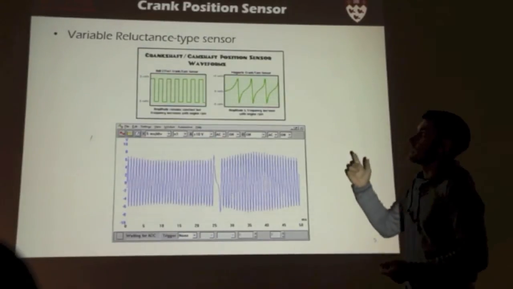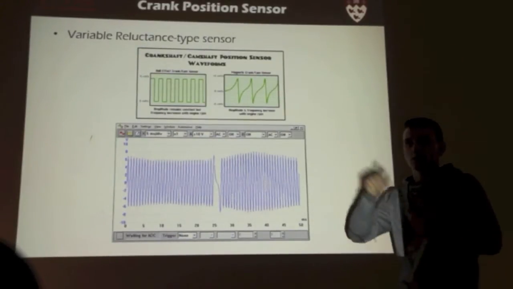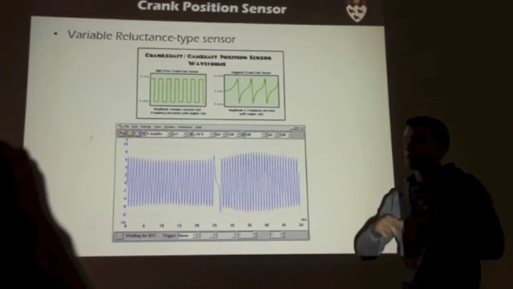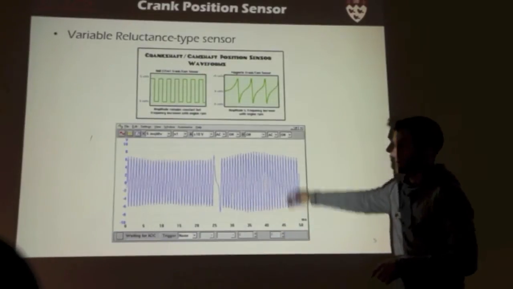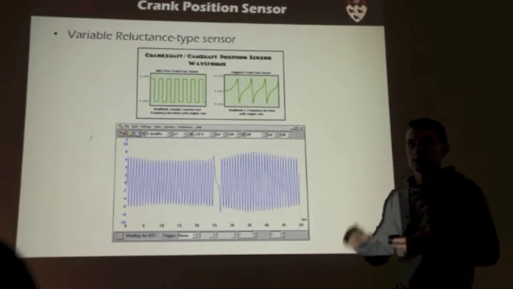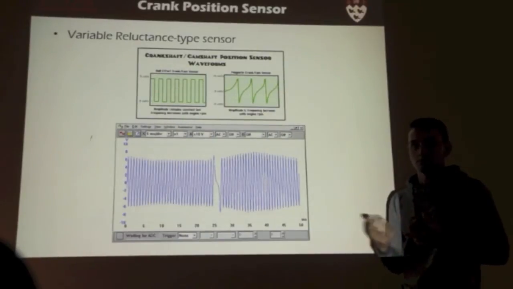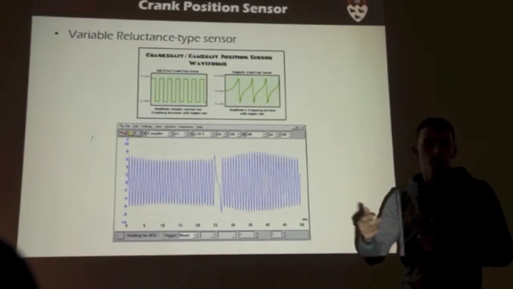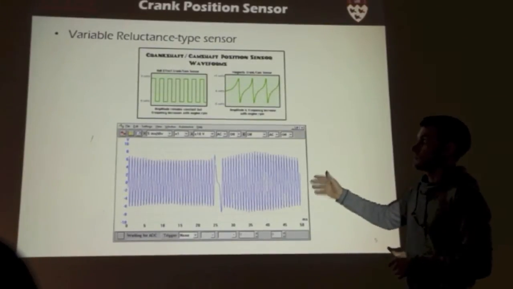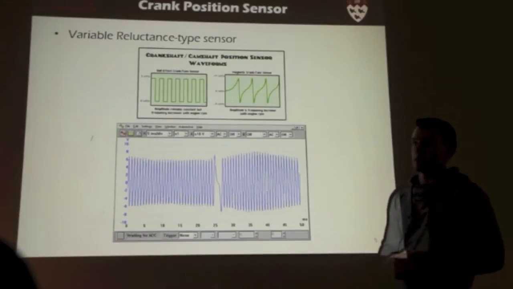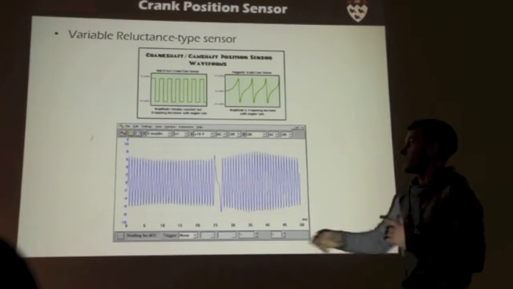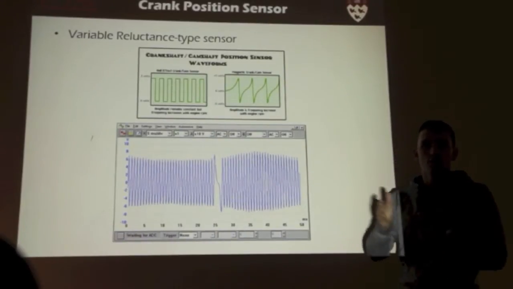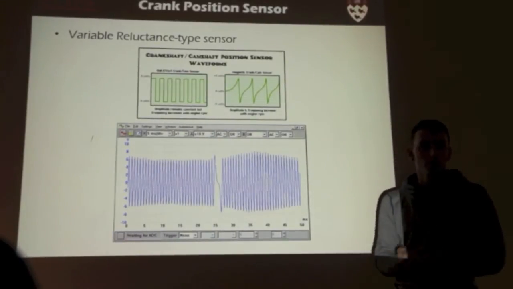Whereas a variable reluctance sensor acts more as a proximity sensor. In between each tooth, you've got these waveforms, like a sine wave, that fall off as the magnetic field decreases in strength, and then increases again as the next tooth gets closer. This is very useful for us as a crank position sensor, because it allows us to interpolate in between peaks to get finer angle measurements.